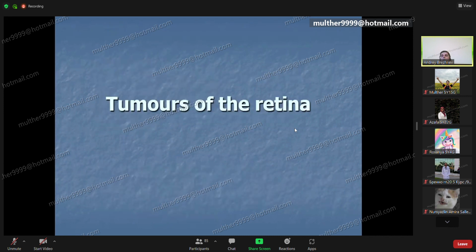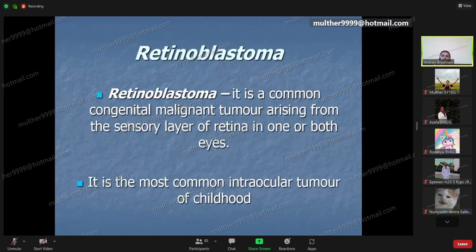And the final subtopic for today is tumors of the retina. Retinoblastoma. It is a common congenital malignant tumor arising from the sensory layer of retina in one or both eyes. It is the most common intraocular tumor of childhood. Untreated, it is almost invariably fatal.